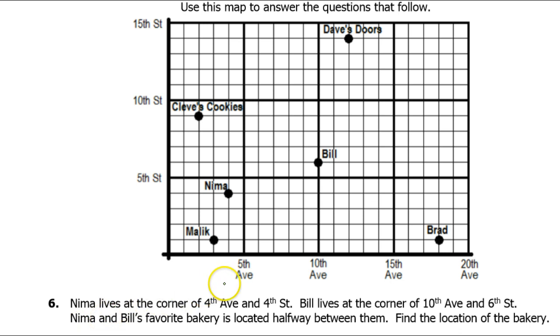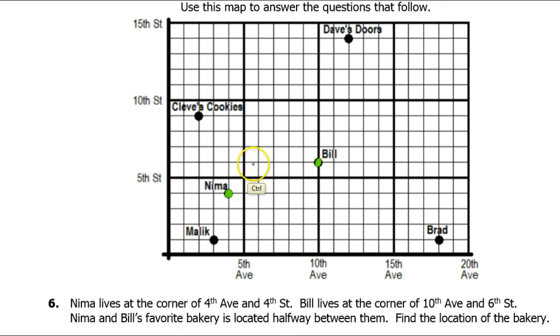Okay, Nima lives at the corner of 4th Avenue and 4th Street. So here's Nima right here. And then Bill lives at the corner of 10th Avenue and 6th Street. So here's Bill. Nima and Bill's favorite bakery is located halfway between them. Find the location of the bakery. So we're looking for the point halfway between.